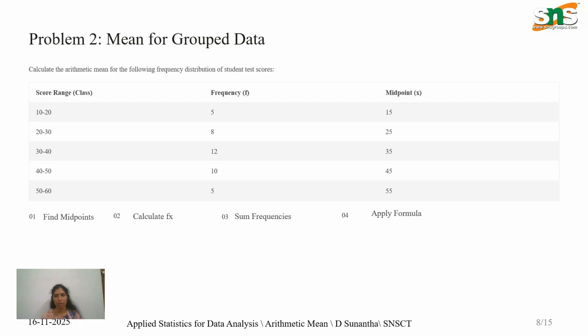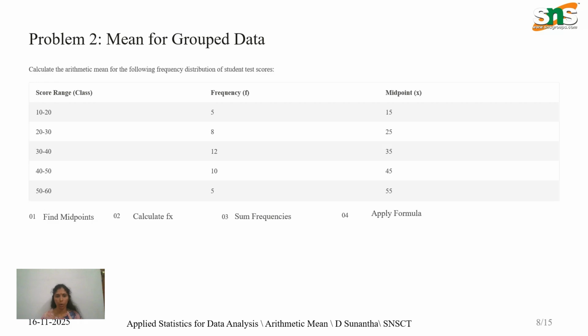Next, the mid values are found for the range. So 10 and 20, the mid value is 15. Next, for the data 20 to 30, it is 25. For 30 to 40, it is 35. 40 to 50, it is 45. And 50 to 60, it is 55. This is the table value. From this, we have calculated the midpoints.